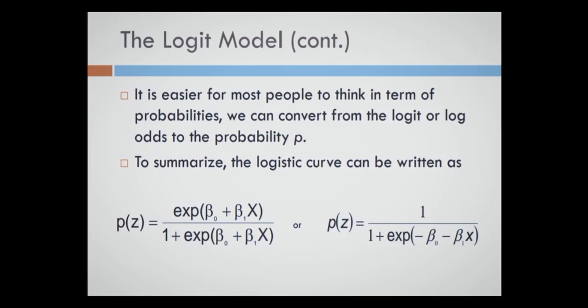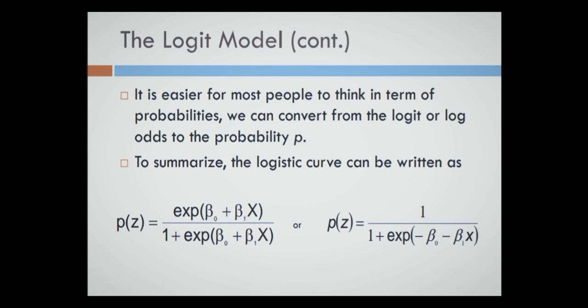It is easier for most people to think in terms of the probabilities. So we can convert from the logit or the log odds to the probability P. Okay, to summarize, the logistic curve can be written as this: P equal to exponent power of beta naught plus beta 1x, okay, if we have only 1x, divided by 1 plus exponent power of beta naught plus beta 1x, or here 1 over 1 plus exponent power of negative beta naught minus beta 1x, ataupun e power of negative of this linear line. Okay, straight line.